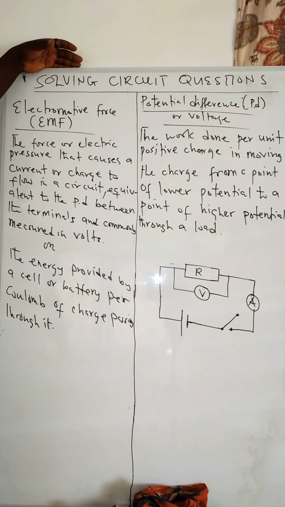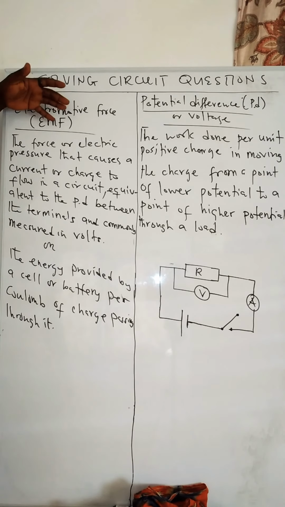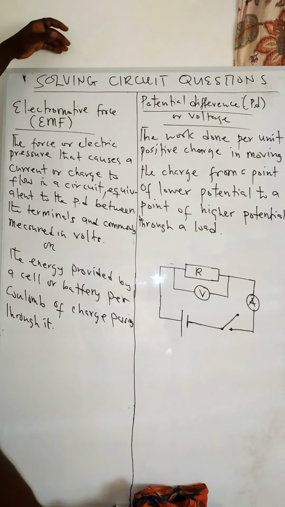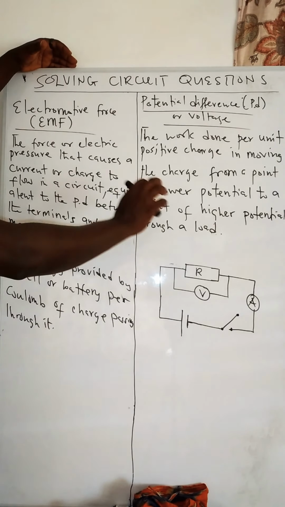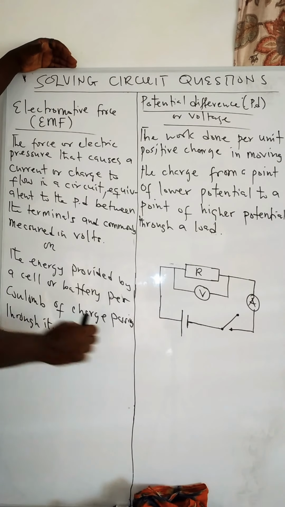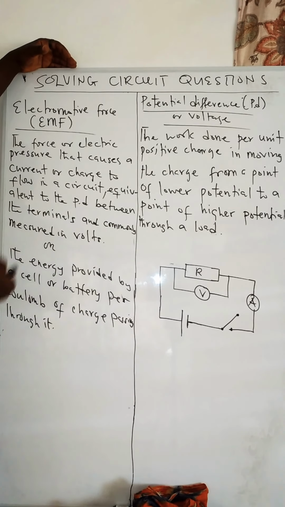Now, before we move on, I'd like us to take note of two things that confuse most of us sometimes when we're solving circuit questions. We have what we call electromotive force, which is also our EMF, and then the potential difference, which is also our voltage. Now, let's define both of them. And then after that, I'm going to use a nice circuit diagram here, a very simple one, to differentiate or to explain both of them.